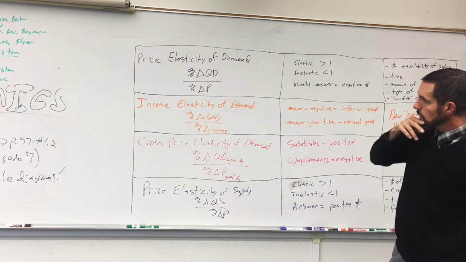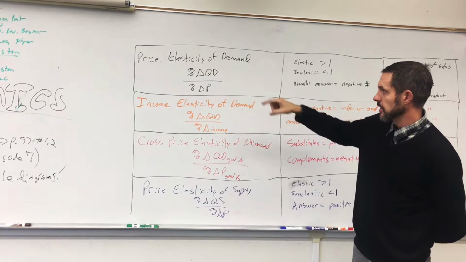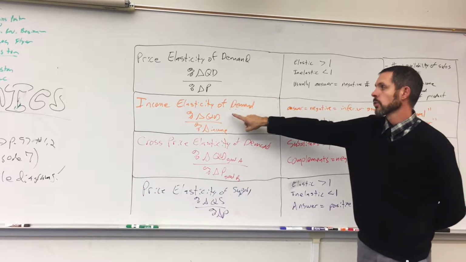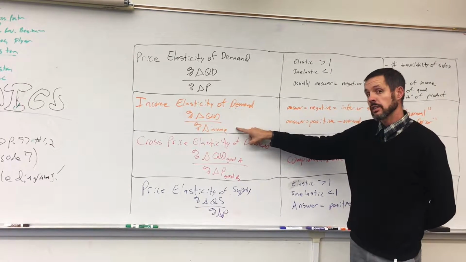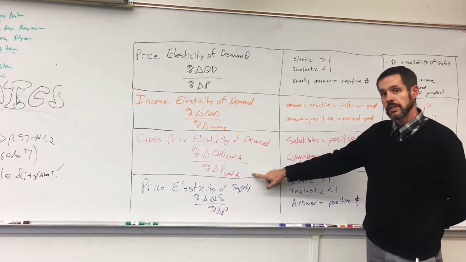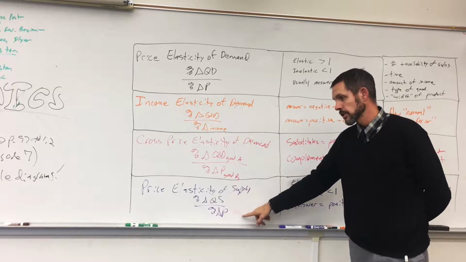In each of these, we're measuring how much one thing changes because of a change in the other. How much does quantity demanded change because of a change in price? How much does quantity demanded change because of a change in income? How much does the quantity demanded of one good change because of the change in price of another? And how much does quantity supplied change because of a change in price?